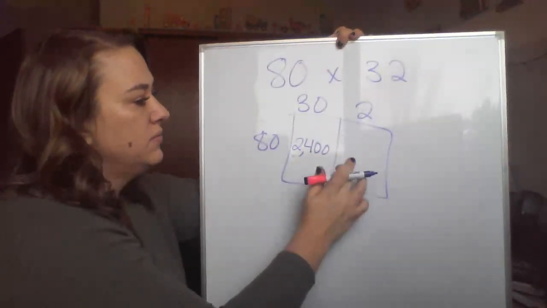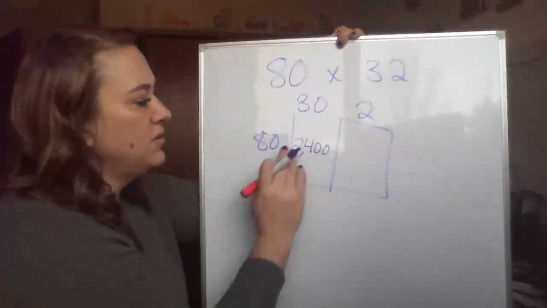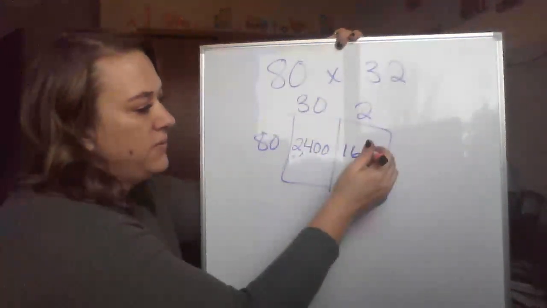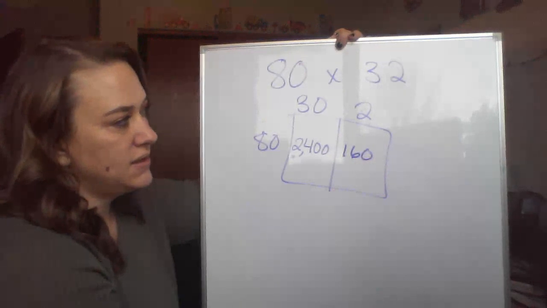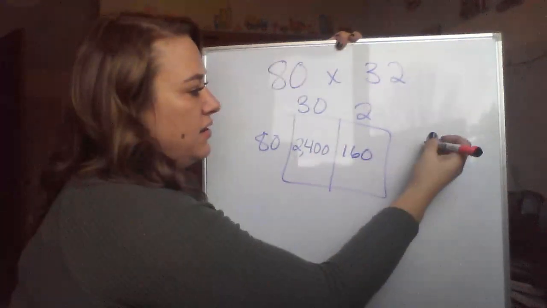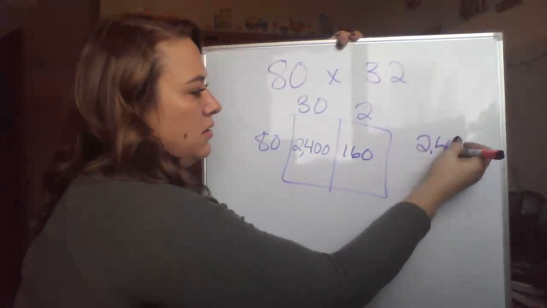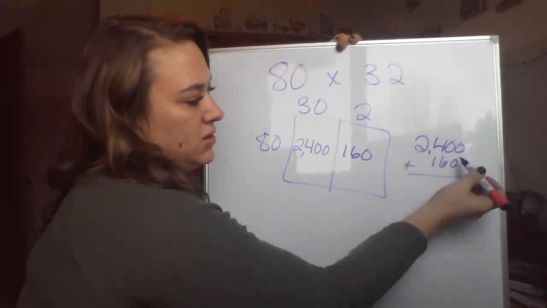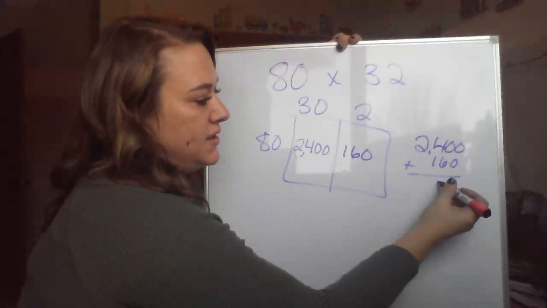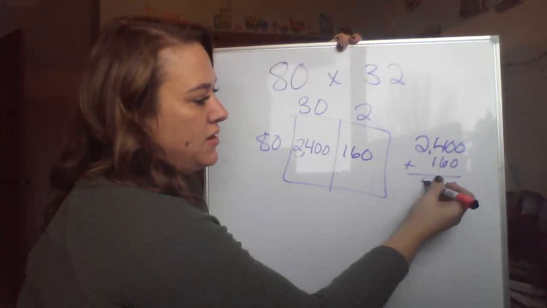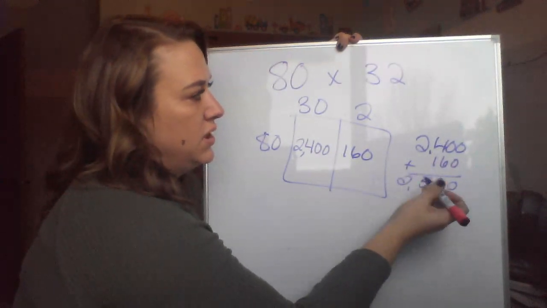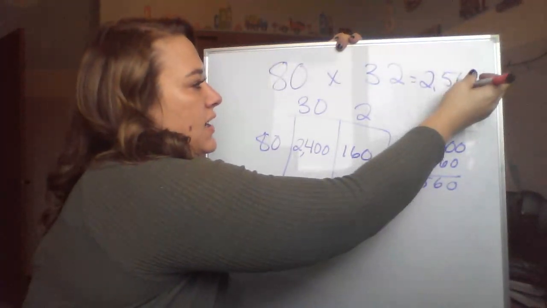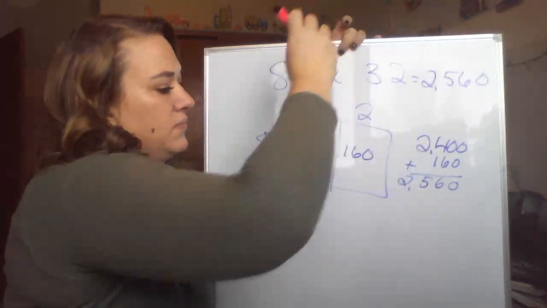And I need to do this area. So 80 times 2, 8 times 2 is 16, plus my 0 gives me 160. I'm going to add these together to get my final product. 0 and 0, 0 plus 6, 4 plus 1, and 2. So the final product is 2,560. Okay.